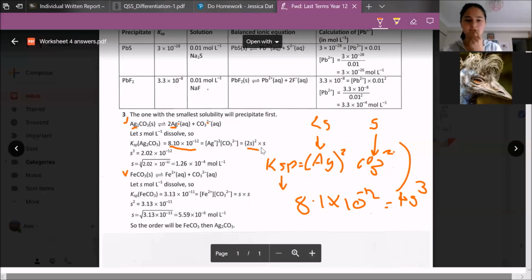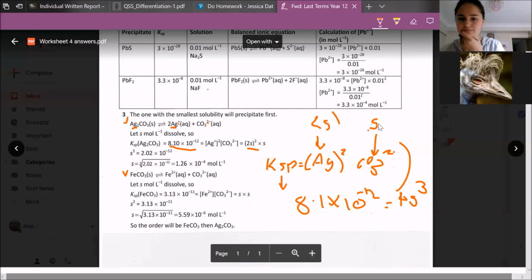Then it equals s cubed. Can you see here? We had 2s squared, and we just times in that s. And then you get another s. So you get 4s cubed. Does that make sense? 4s cubed. Perfect.